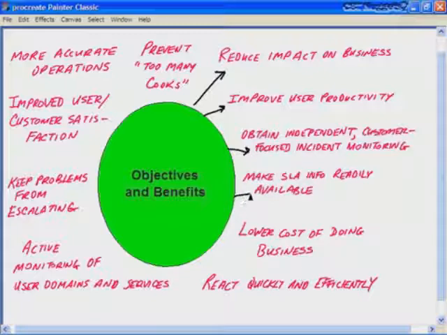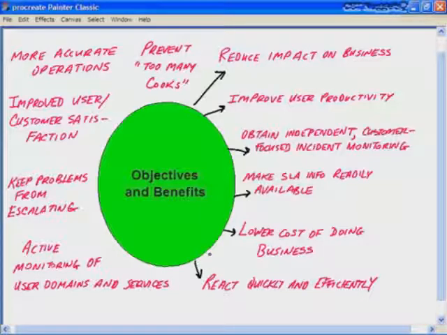It'll also make our service level agreement information more readily available. Again, remember, a service request from a vendor or a customer about an SLA is an incident itself. We're going to lower the cost of doing business. Incidents piling up, and as we'll find out, an incident can be an indicator of an underlying problem. These can quickly add costs to doing business.